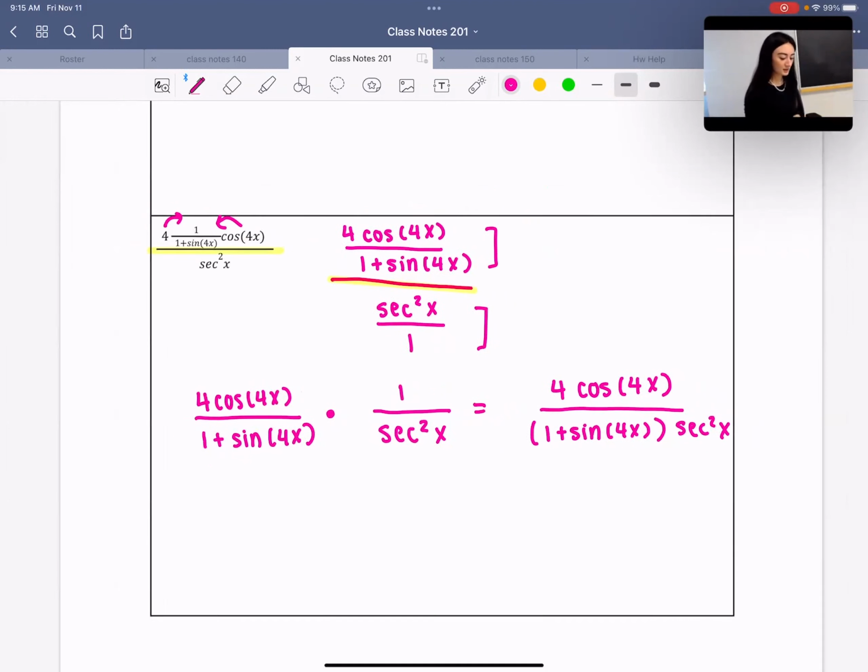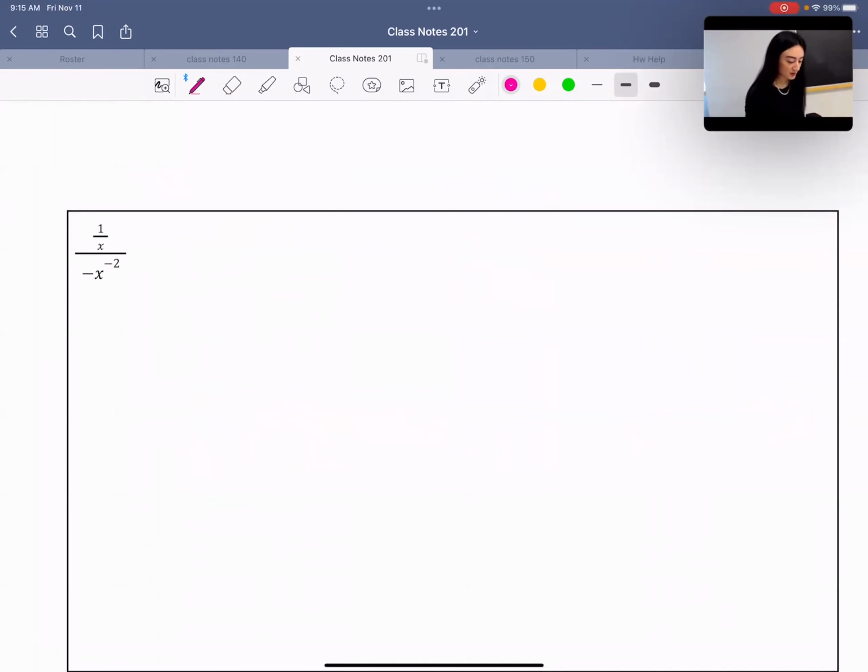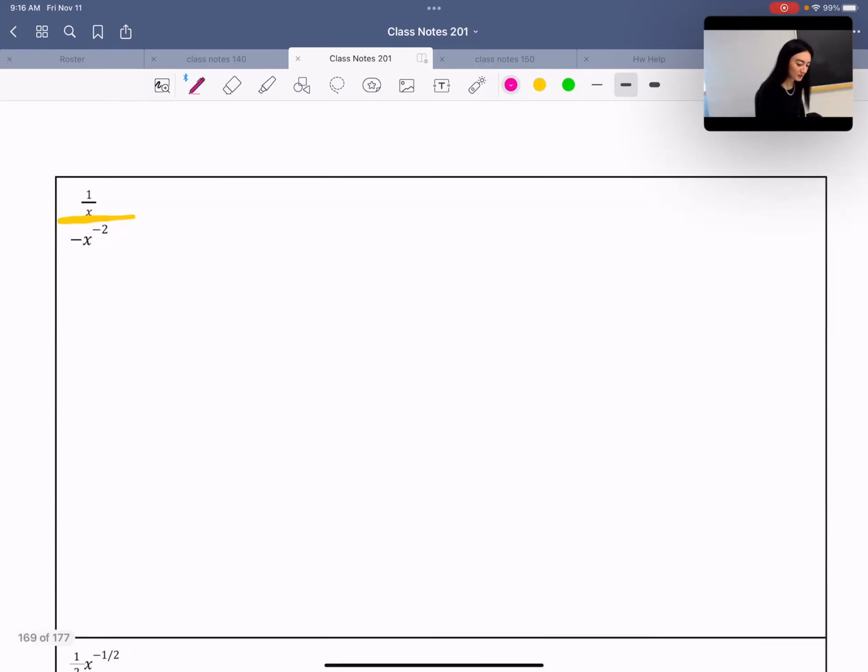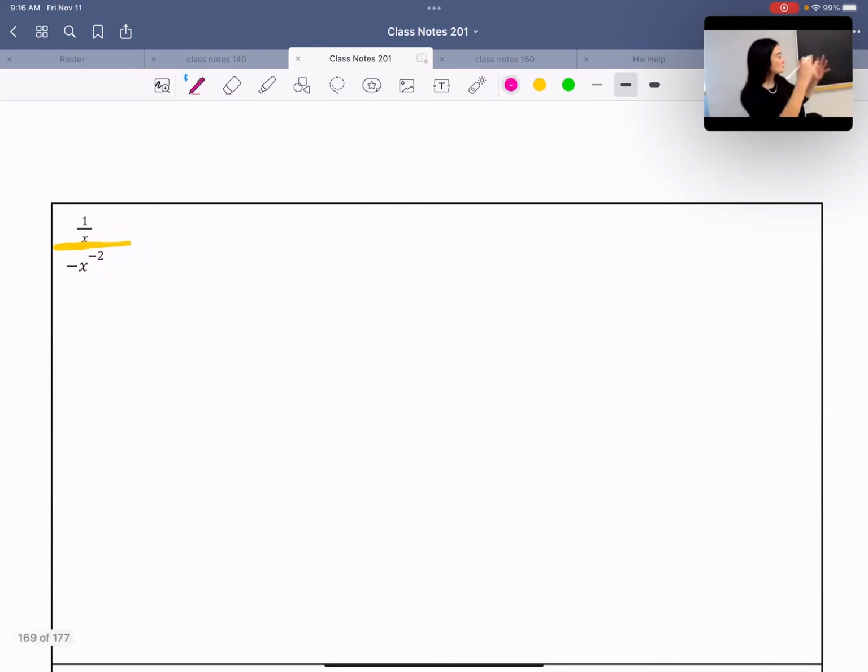Alrighty, let's flip to the next page here. We have 1 over x over negative x to the negative 2. Here we have negative exponents, and I feel like that just messes with everyone's brain a lot. But why don't we do the same thing? Why don't we make this one fraction over another fraction? This is kind of like the biggest fraction sign in the bunch. So why don't we change the top into a fraction, which it already is, right? And then change the bottom into a fraction, right? So this is my big fraction sign.